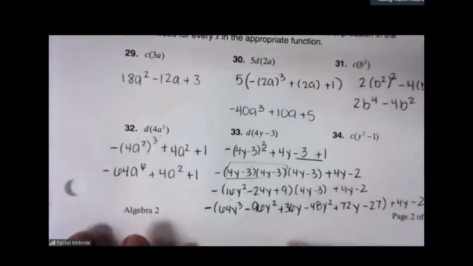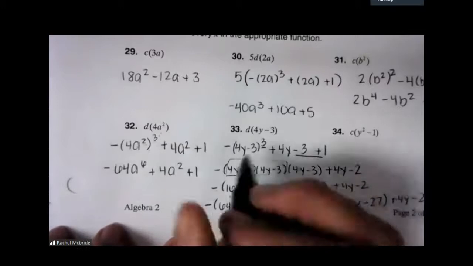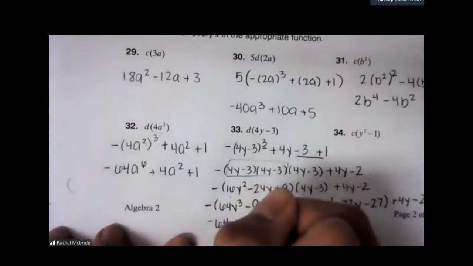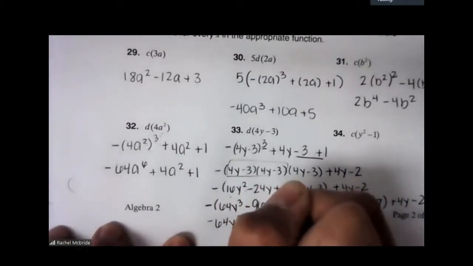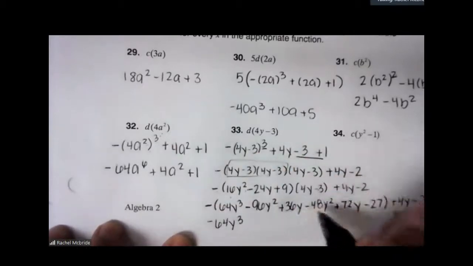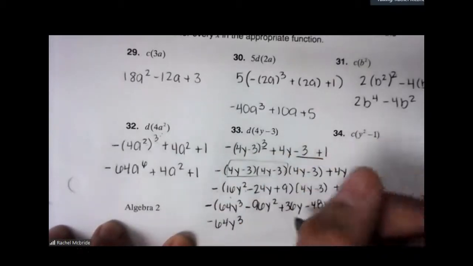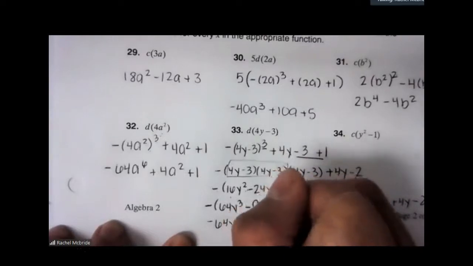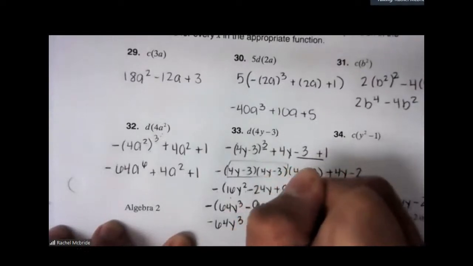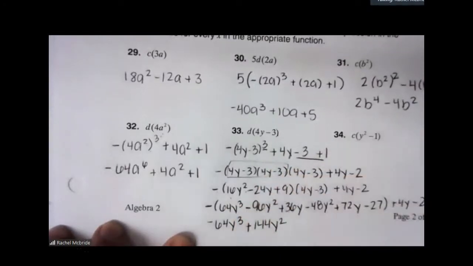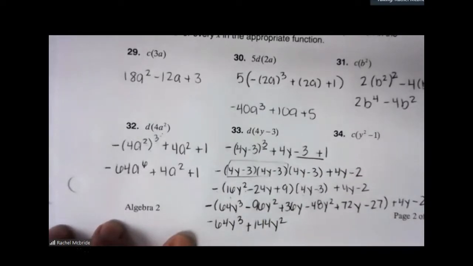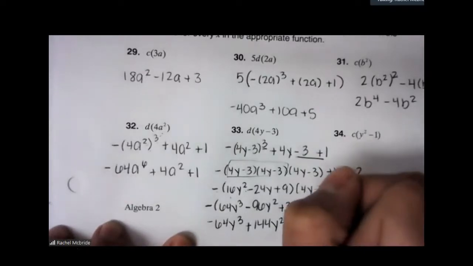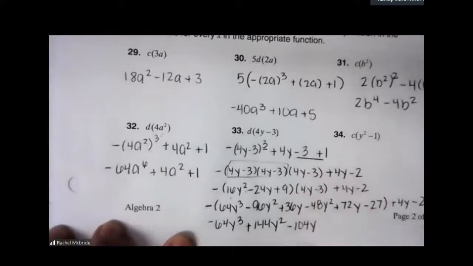Combine like terms, distribute your negative. So you get negative 64y cubed. And then combining like terms in here, you get negative 144y squared, but you distribute the negative, so you get a positive 144y squared. And then you have 36y and 72y, so that is 104y. Distributing the negative becomes negative 104y.